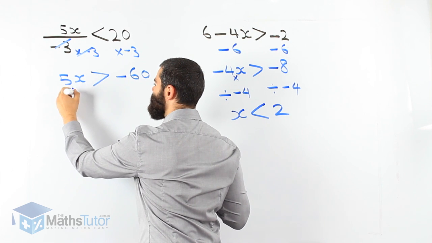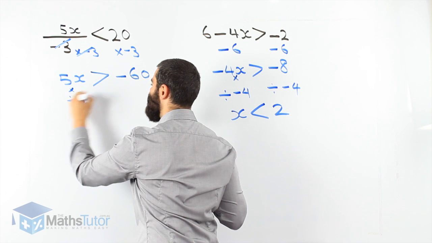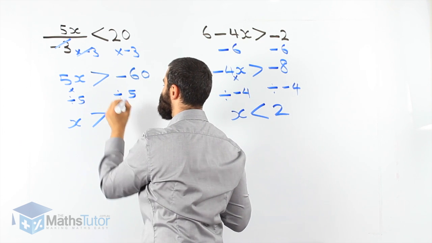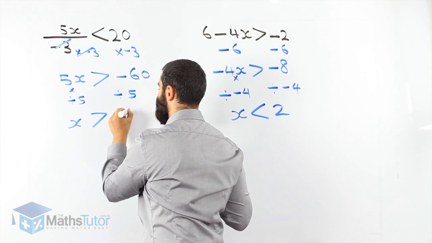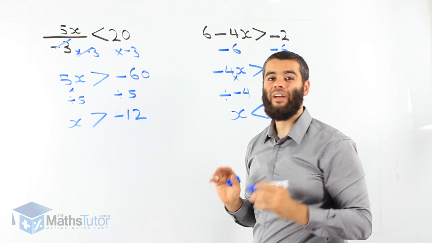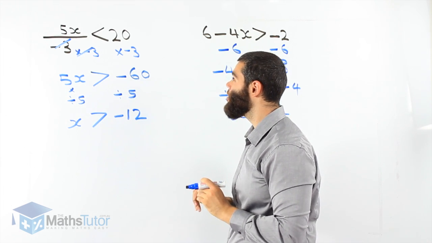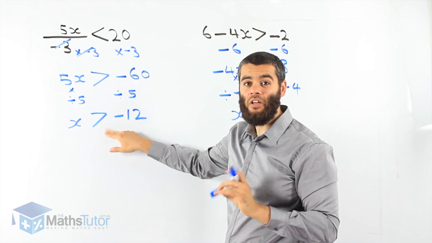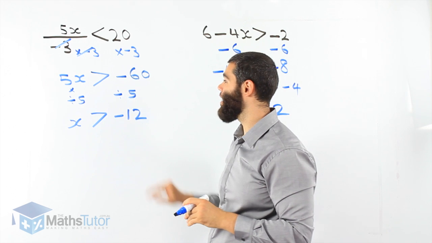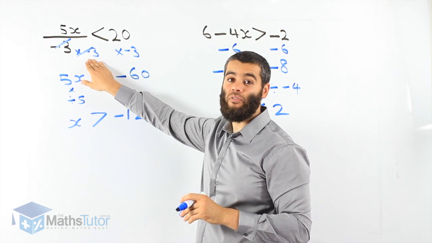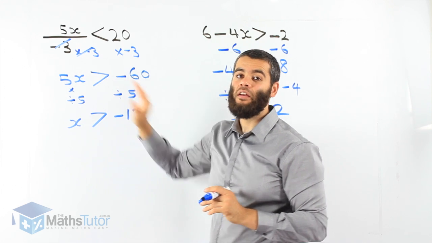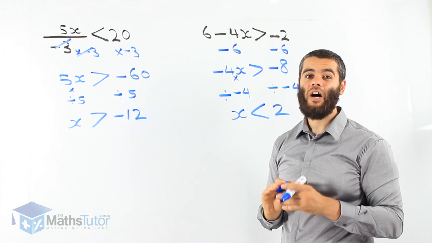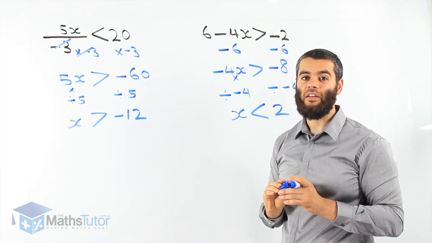Now times 5 is really divide by 5 on both sides. x is greater than negative 60 divided by 5, negative 12. x is greater than negative 12. So you notice it was a less than, and it ended up being a greater than. When do we reverse? When we multiply or divide by a negative number. In this case, we multiplied by a negative 3, so we reverse the sign straight away. It's exactly the same as equations, except for that rule. Whenever you multiply or divide by a negative, we reverse the sign. Always remember that.